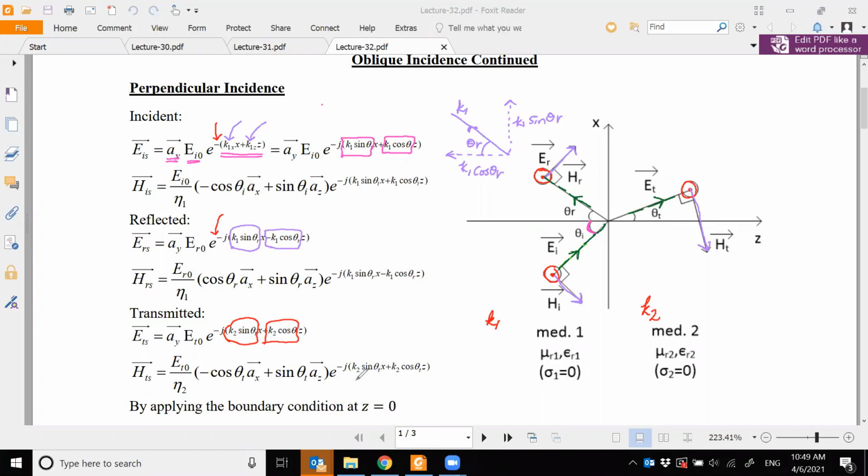So this is how we can get our propagation constants. The propagation constant for the incident, this is for the electric field, same thing will be for the magnetic field. Reflected, we got this. For the electric field, same thing will be for the transmitted field, and same thing for the magnetic field. And this one is for the transmitted field, and same thing is for the magnetic.